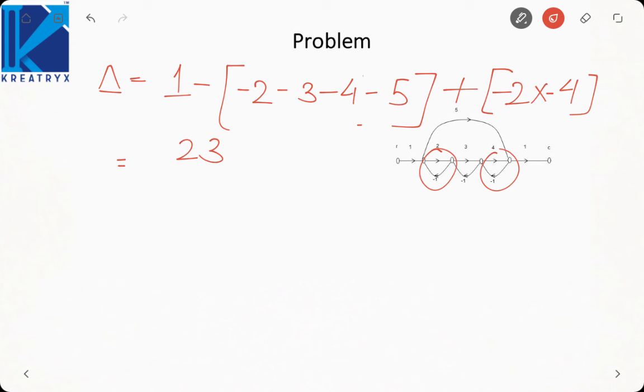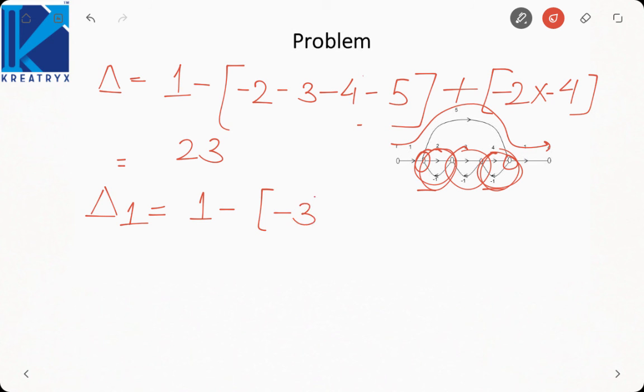Okay, now let us talk about delta 1, that is for forward path P1. So forward path P1, this one, it touches this loop at this node, it touches the second loop also. These two loops are touched. The only non-touching loop is minus 3. So I have to remove the minus 2 and minus 4 loops from here. So it will be minus 3. I cannot take minus 4, minus 2 or minus 5 loops, because it is touching all these loops.